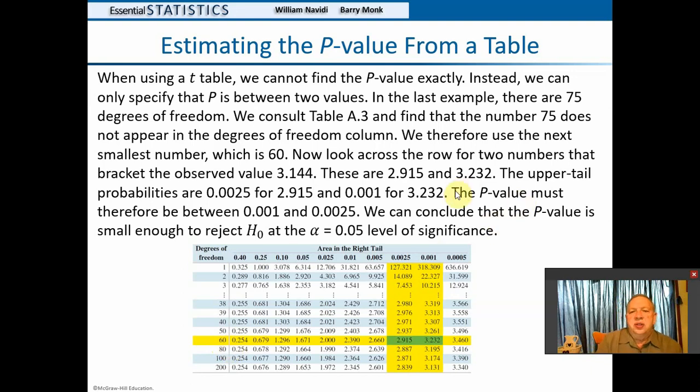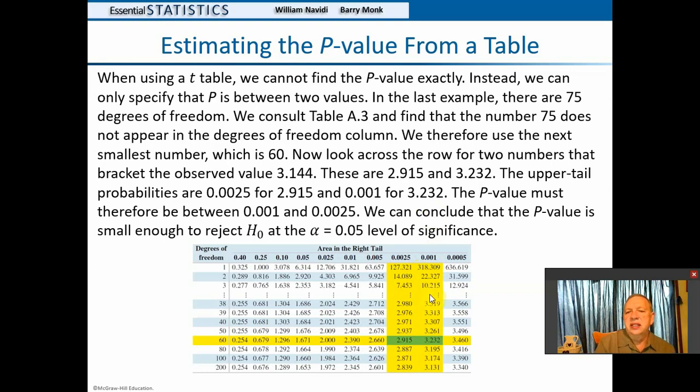The p-value, so we're going to do, here's this one. Degrees of freedom, I'm looking, the value was 3.144, our t-test statistic. That lies somewhere between here and here on the 60 row. So the p-value lies somewhere between 0.0025 and 0.001. Okay.